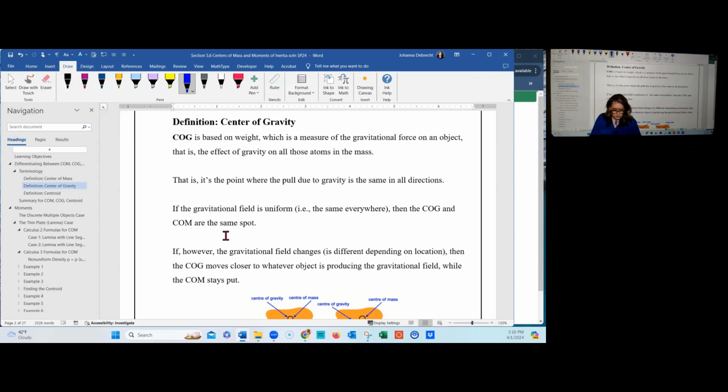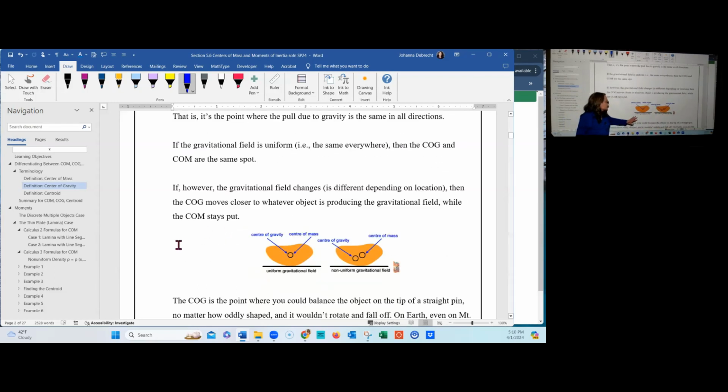So if we're looking at this image down here, in the image on the left, we're in a uniform gravitational field, which means that the effective gravity, say, on my head is the same as it is on my hip or the same as it is on my foot. In that case, my center of mass and my center of gravity are the same location if I'm in a uniform gravitational field. But the Empire State Building, being so tall, is not in a uniform gravitational field. The effective gravity is stronger on the ground floor than it is at the top of the Empire State Building. And because of that, the center of gravity is shifted down towards the source of the gravitational field, the center of the Earth. But the center of mass is unchanged.